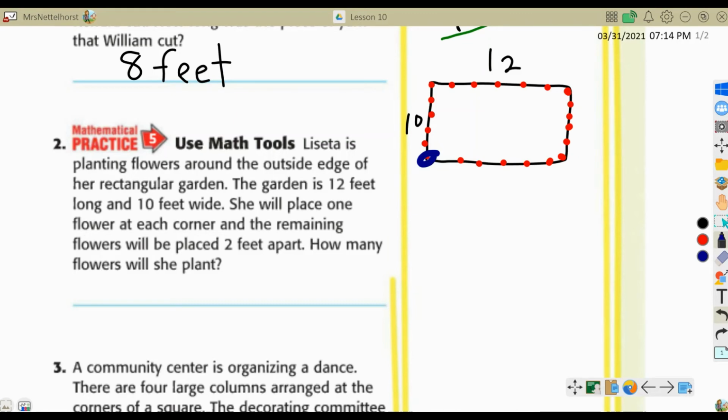There we go. Okay, so that's 1, 2, 3, 4, 5, 6. This one on the corner is 6. 7, 8, 9, 10, 11, 12. This one is 12. 13, 14, 15, 16, 17, 18, 19, 20, 21, 22. The last one is 22. So all I did was count around. I'm not adding anything up. Okay, so she will plant 22 flowers.